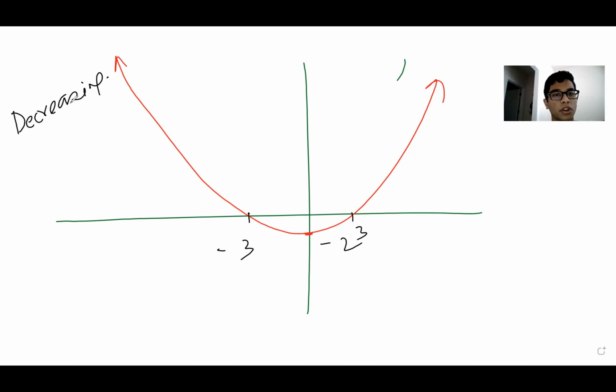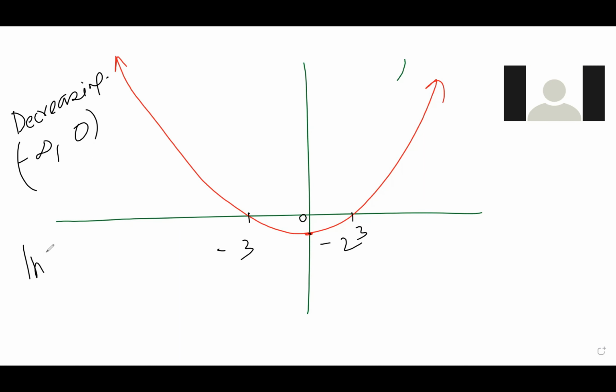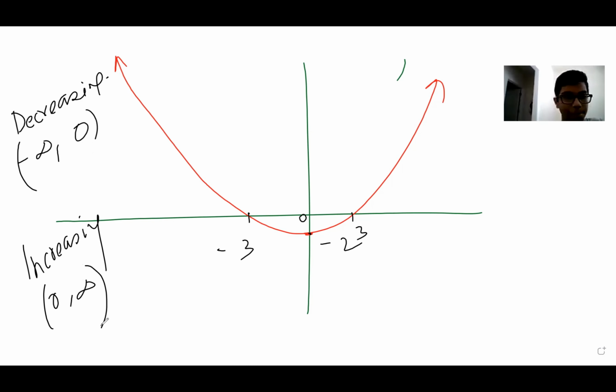From negative infinity to -3, or like, I think it's just negative infinity to 0. Because it is decreasing till this particular point, and of course, the increasing interval is from 0 to infinity. Correct.